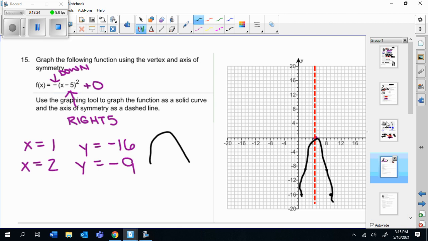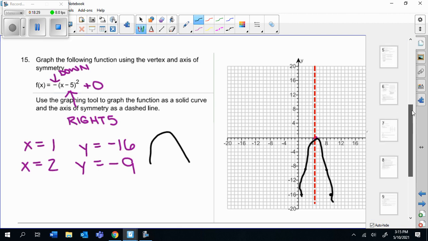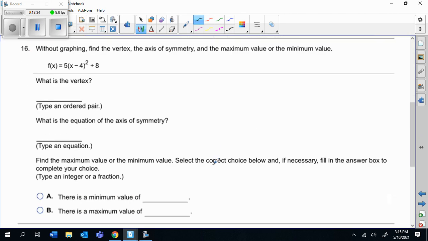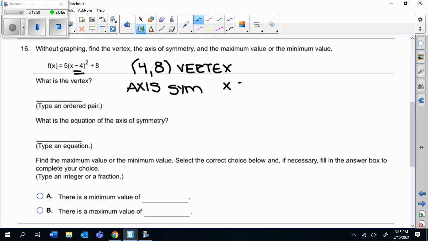Is that the last one on that page? Ooh. Let's go back and double check. Without graphing, find the vertex, axis of symmetry, max or min. All right, so this is the opposite. So the vertex is going to be positive 4, comma 8. Your axis of symmetry is that vertical line right through the 4, so x equals 4.